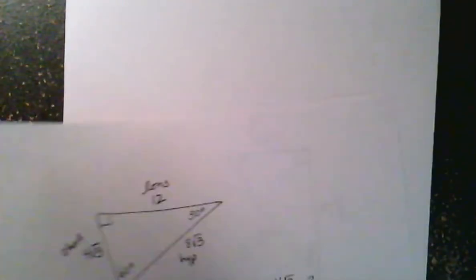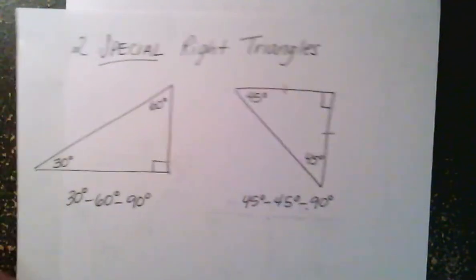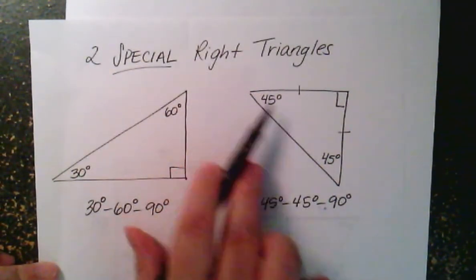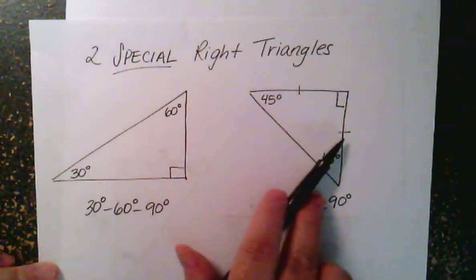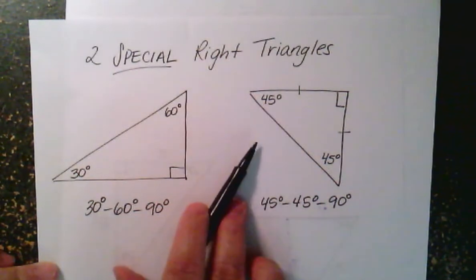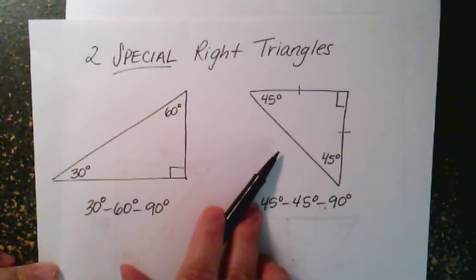All right, so from there, we need to talk about 45, 45, 90s. That's the other type of special right triangle. Now, these are a little bit simpler just because of this. We said if they're 45 and 45, if two angles are the same, then two sides have to be the same. So really, I don't have 3 different sides. I have 2 that are the same and then 1 that's different from them.